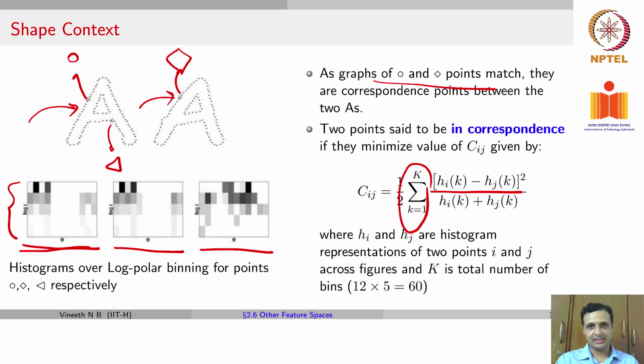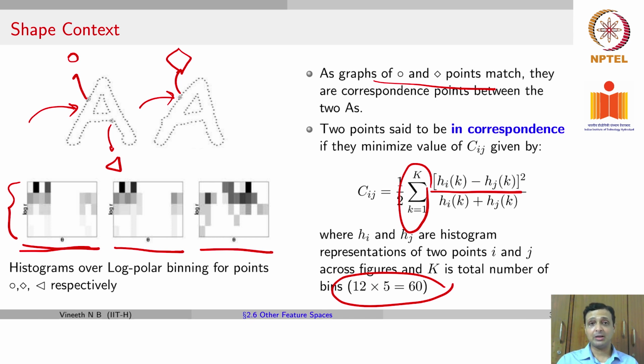Hi is the histogram of the number of pixels in each of those bins around the ith pixel, and hj similarly for the jth pixel. Hi of k would correspond to the count in one of those bins. And what is small k or capital K? Capital K is the total number of bins, right? So hi of k would be the count in one of those bins.